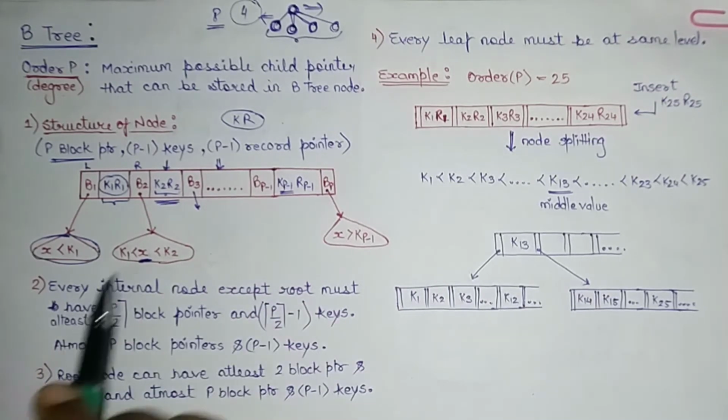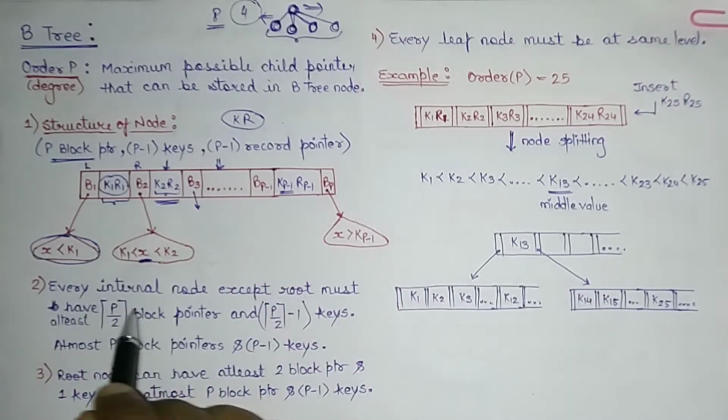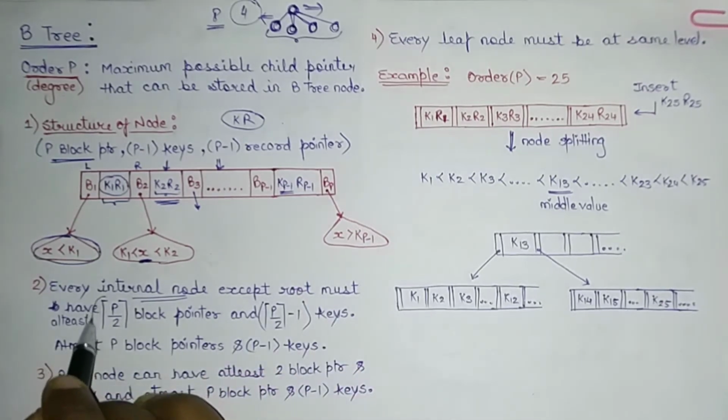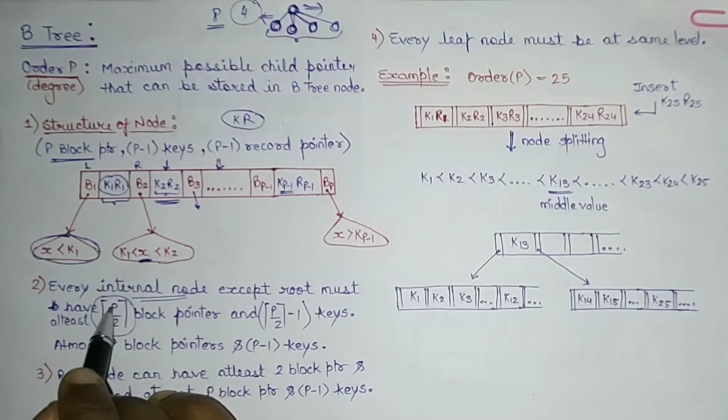What is the second property? Every internal node except root must have at least ceiling of P by 2.